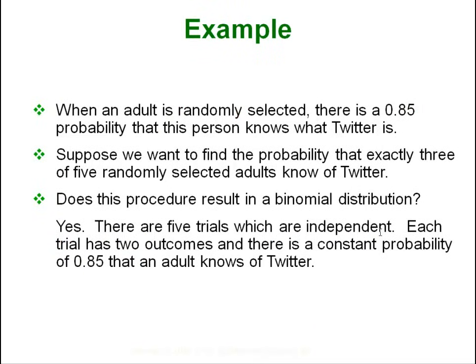Here's a good example. So we're going to randomly select an adult from amongst all adults. So just go out there and choose someone on the street. We know from previous, let's say, surveys and things like that, that 85% of the population knows what Twitter is. So that means that if we just chose an adult at random, there's an 85% probability that that person knows what Twitter is. Now suppose we want to know what's the probability that if we went out and chose 5 people at random, exactly 3 of them would know what Twitter is.